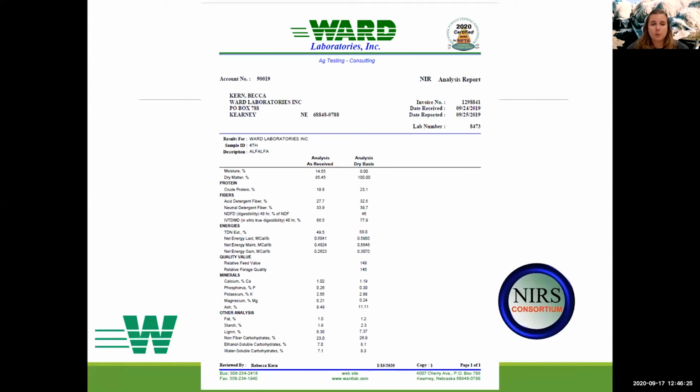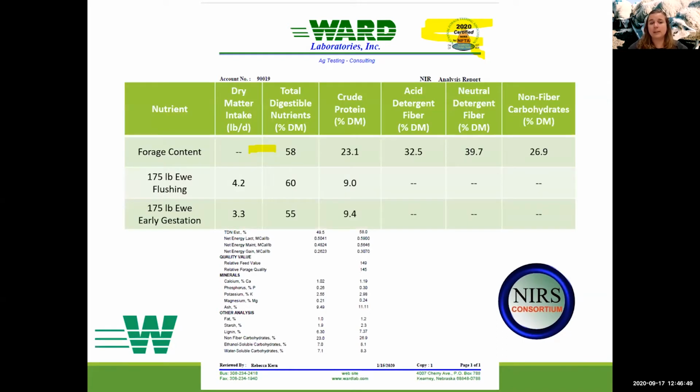So the first sample report we're going to go over is a 4th cutting alfalfa. You can see we ran NIR. Ward Laboratories is an active member of the Near Infrared Forage and Feed Testing Consortium, and we also participate in proficiency programs. So I know that all these numbers are teeny tiny, and don't worry, I'm not expecting you to see those. We are going to look at this table where I've pulled out those numbers for you.